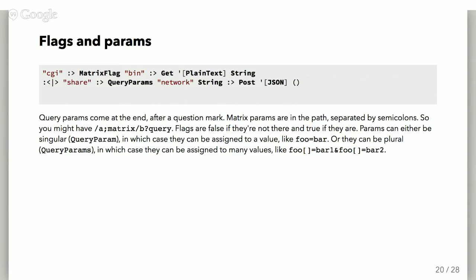Are there any questions about this? The matrix params kind of threw me for a loop the first time I saw them, but they're not terribly important because most of the time you'll be using query params.